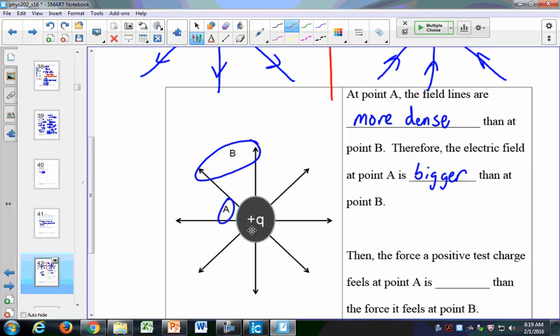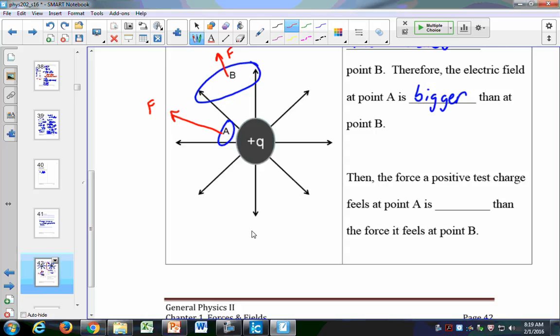And we can think about this in terms of force. Here, the force is really big. Here, the force is a lot smaller because I'm further away from that charge. So the force a positive test charge feels at point A is bigger than it feels at point B.